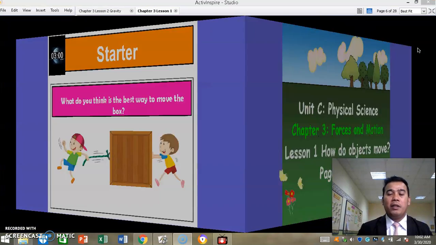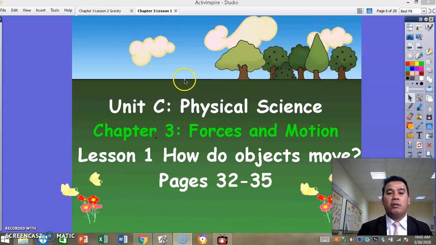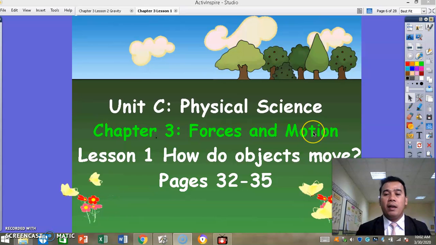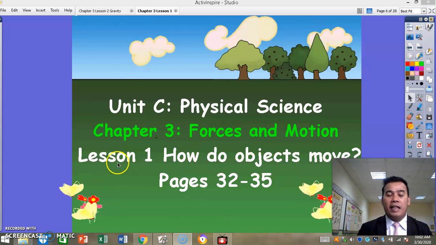Let's continue. Today we'll be discussing Unit C, Physical Science, and Chapter 3, Forces and Motion. We'll be focusing on forces and motion, how force is applied and how motion is made. Under this chapter 3 we have lesson 1, how do objects move? You can see all of this lesson on the following pages.